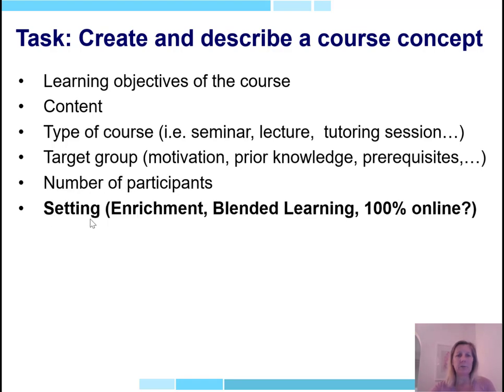And the next thing is, what is the setting you have or you're heading for? Is it more like the enrichment concept which we talked about, where you have your face-to-face sessions or synchronous online sessions and you use the digital media in order to support your course? Or is it a real blended learning course where you include the self-study phases into your course concept? Or is it 100% online, which would mean you not only have the self-study phase in an online mode, but also the face-to-face sessions are held in an online way or hybrid way, with students being online when you meet them.